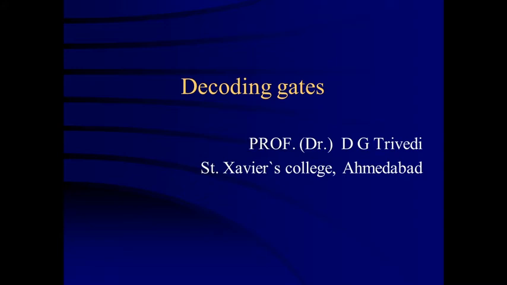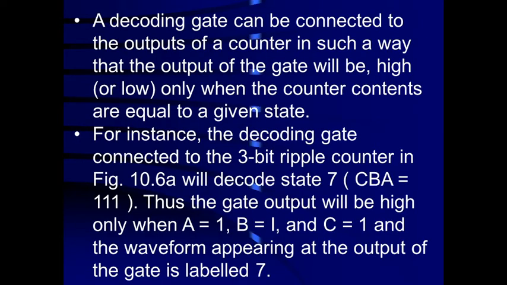I am going to teach you now decoding gates. Previously you have studied about asynchronous counters. In an asynchronous ripple counter, the output of the counter can be connected to a gate and the different states can be decoded. We have studied two types of ripple counter: one is a modulus of 8 counter, another one is a modulus of 16 counter.